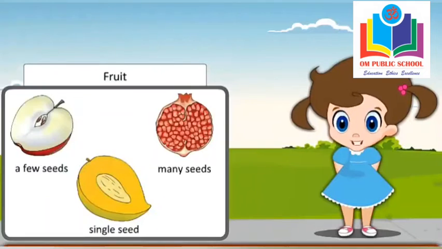Fruit. A flower turns into a fruit. Different fruits contain different types and numbers of seeds. In the picture you can see that an apple contains a few small seeds, while mango contains a single large seed, and pomegranate has many small seeds. Now functions of the fruit. A fruit's main function is to protect the seed. Second, fruits of most plants are edible, like they are eaten by us. For example, orange, apple, mango.